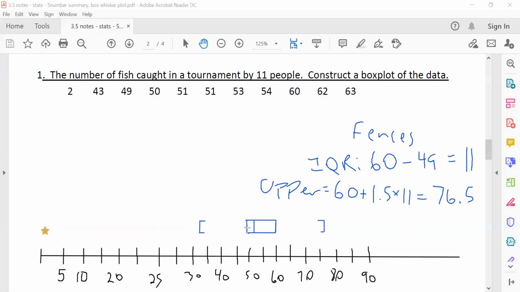Now we're going to draw a line to the smallest non-outlier. 43 is the smallest value which is not an outlier, so 43 is going to fall right about there. Normally you draw this line to the minimum value if the minimum value was not itself an outlier. But since it is an outlier, I draw it to the smallest thing that's not. Then I can draw a line to the largest non-outlier, but the maximum is not an outlier, so I can just draw it to it. 63 would fall around right there.